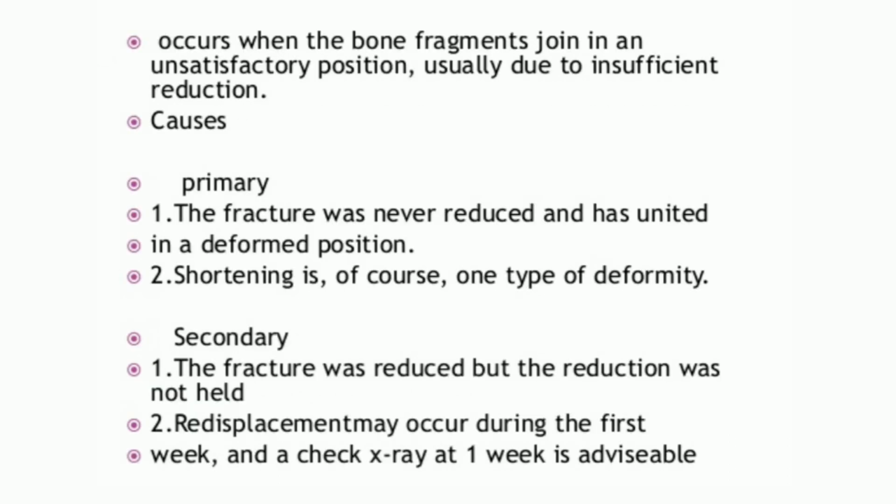Malunion occurs when the bone fragments join in an unsatisfactory position, usually due to insufficient reduction. Causes are primary: the fracture was never reduced and has united in a deformed position. Shortening is, of course, one type of deformity. Secondary: the fracture was reduced but the reduction was not held.